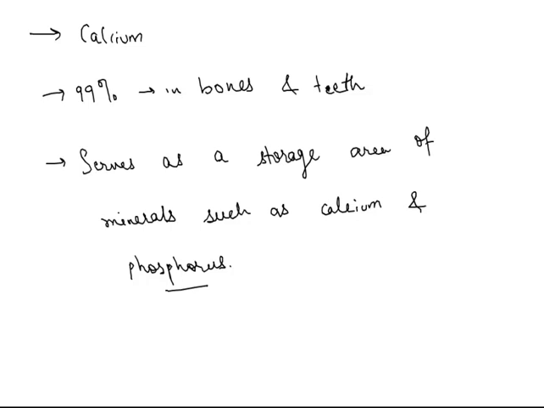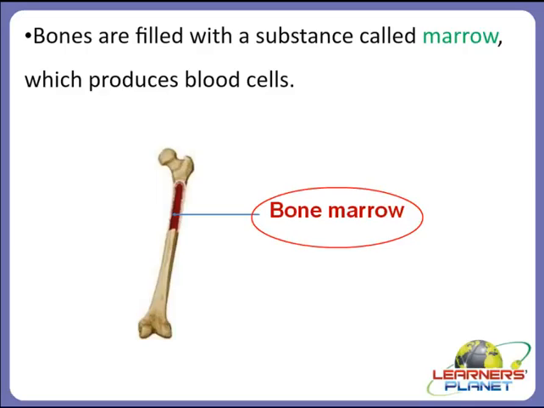The bones which are present in the human adult skeleton consist of calcium and phosphorus along with some proteins also. But 99% of the calcium in our body is in our bones and teeth. Always remember that. So that was all about the functions of the skeletal system.